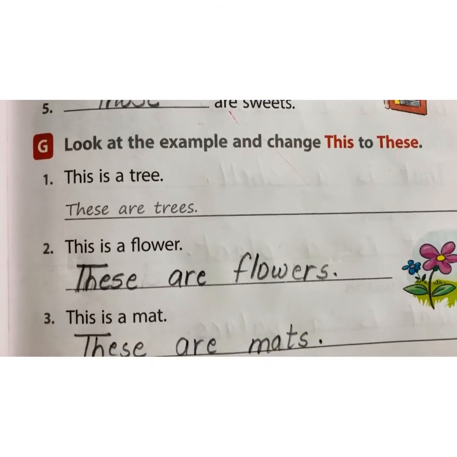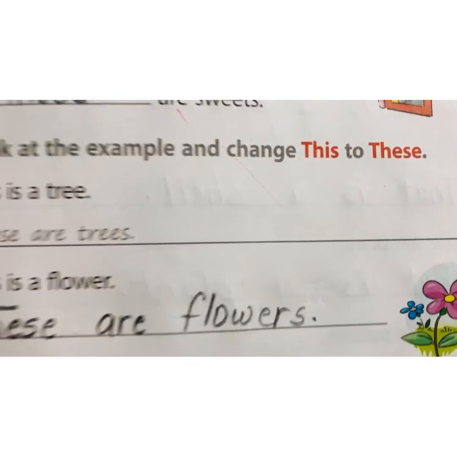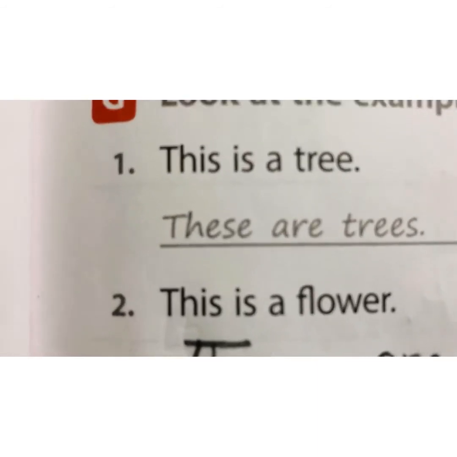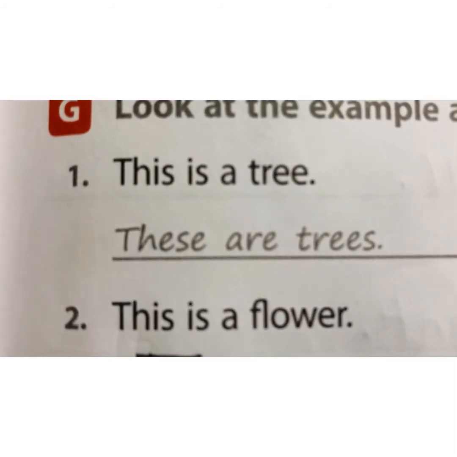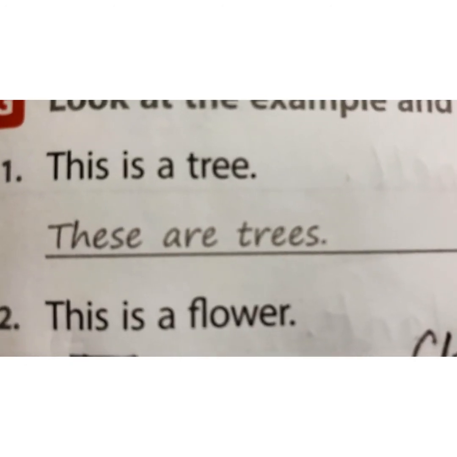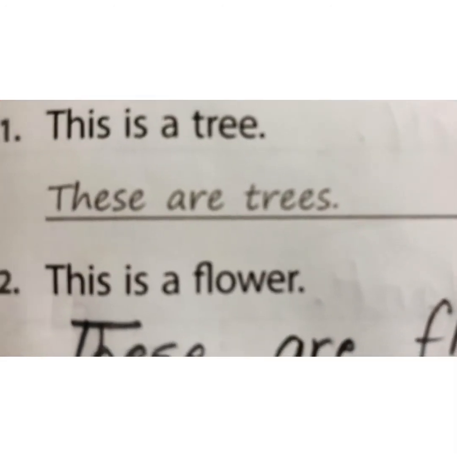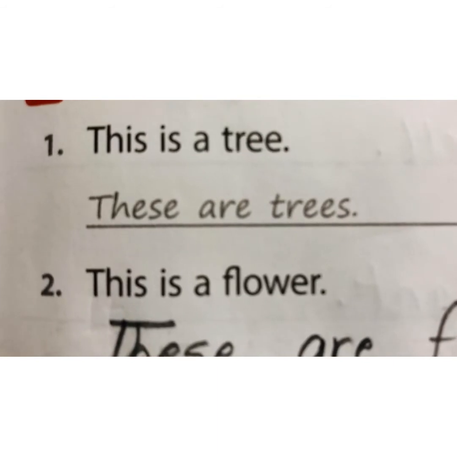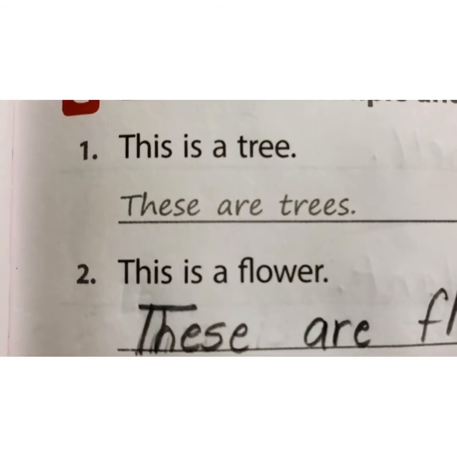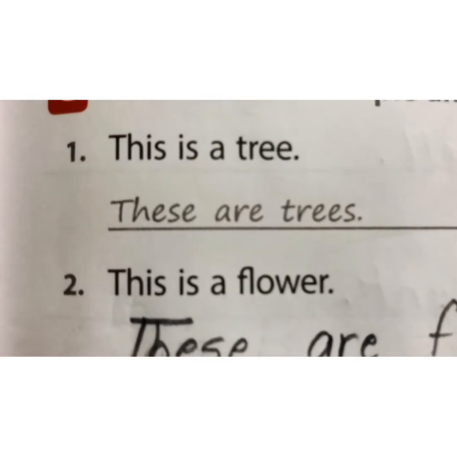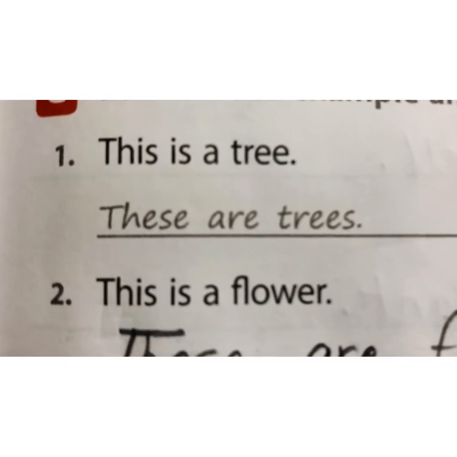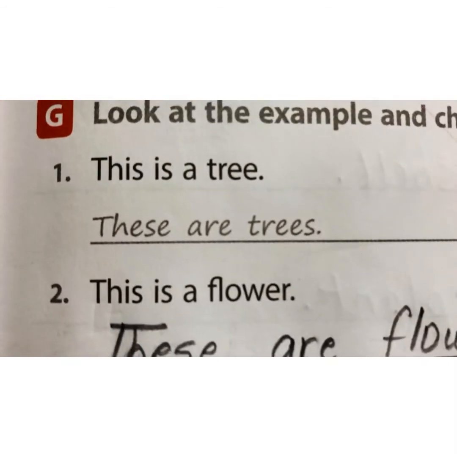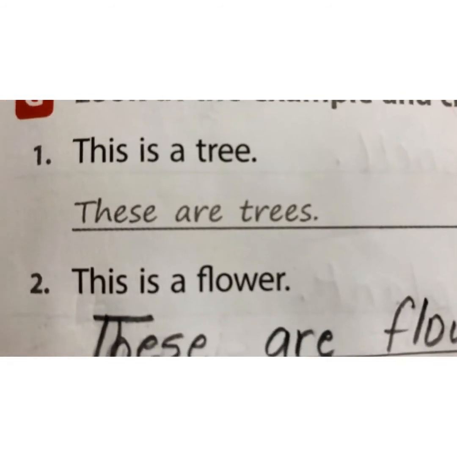G. Look at the example and change this to these. We will convert this to these. In place of is a, we will use are and we will convert singular noun into plural noun, or simply we can say we will put S. The first one is an example for you. This is a tree. In place of this, we have used these. In place of is a, we have used are. And tree will be changed into trees.